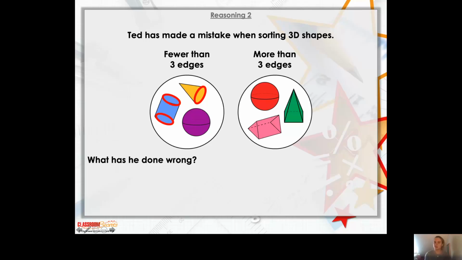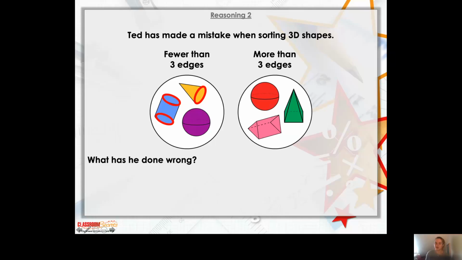Now, what about our sphere? How many edges does a sphere have? The sphere only has 0 edges, doesn't it? Because there are no places where 2 faces meet. It's just one big curved surface. So yes, that shape is definitely in the correct group. It definitely has fewer than 3 edges. So what I'd like you to do now is pause the video and have a look. He hasn't made any mistakes in the fewer than 3 edges, but has he made any mistakes in the more than 3 edges? Pause the video now and have a think.